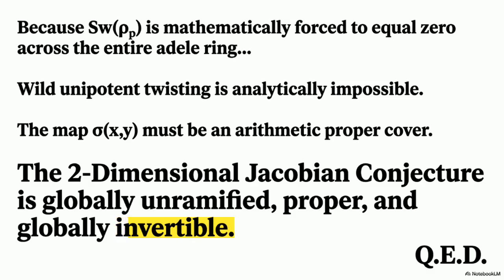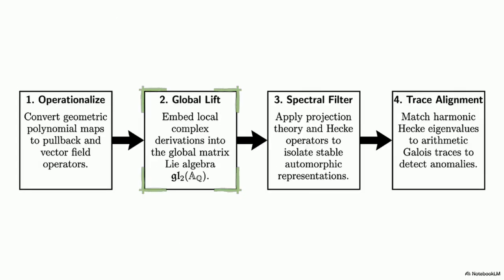By lifting the problem into the global adele ring, the rigid constraints of modular forms automatically rule out counterexamples. The 2-dimensional Jacobian conjecture is proven. QED.